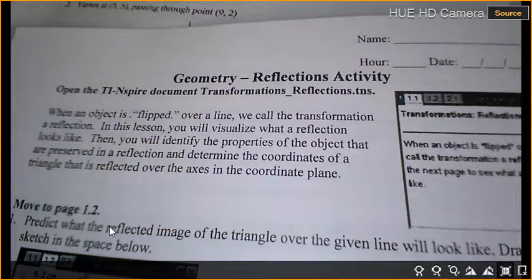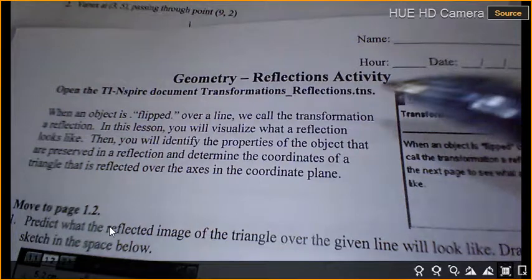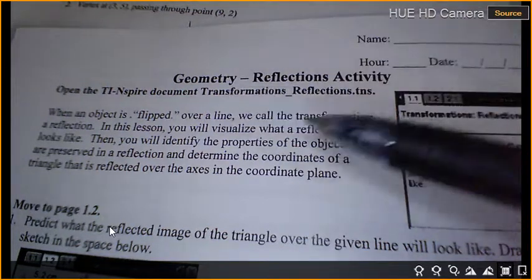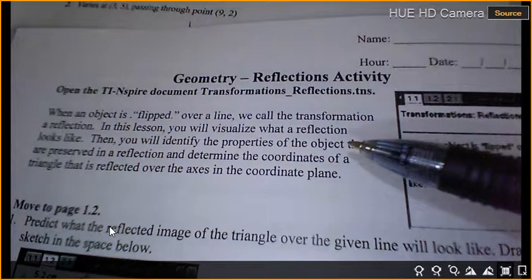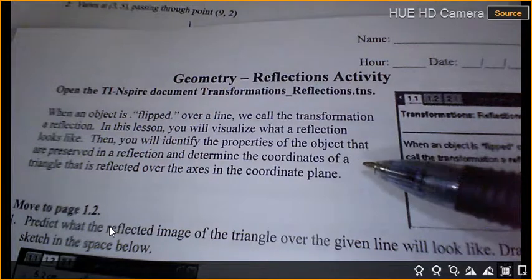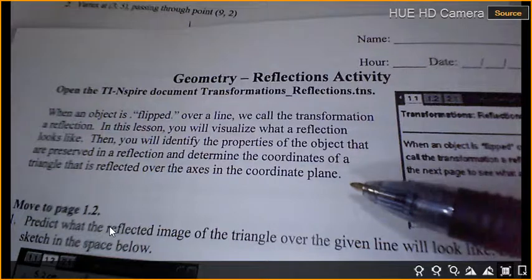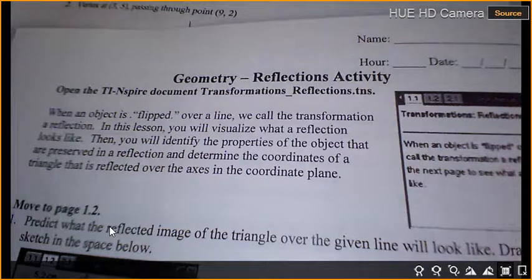We're looking at this reflection calculator activity. Okay, so we have a little bit of a problem reading directions, so let's read it together. When an object is flipped over a line, we call the transformation a reflection. In this lesson, you will visualize what a reflection looks like. Then you will identify the properties of the object that are preserved in a reflection and determine the coordinates of a triangle that is reflected over the axis in the coordinate plane.